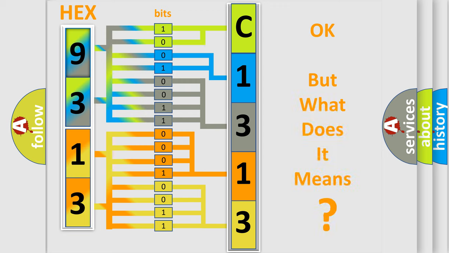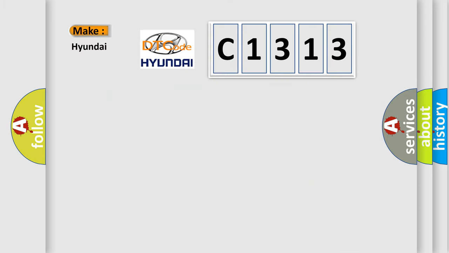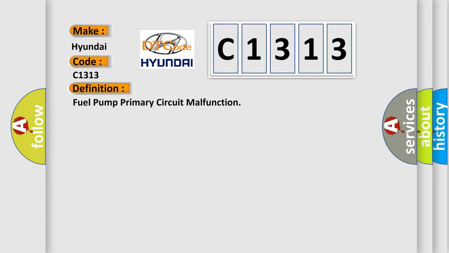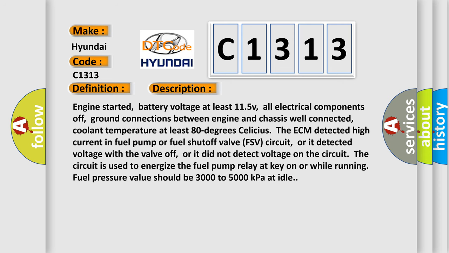The number itself does not make sense to us if we cannot assign information about it to what it actually expresses. So, what does the Diagnostic Trouble Code C1313 interpret specifically for Hyundai car manufacturers? The basic definition is fuel pump primary circuit malfunction. And now this is a short description of this DTC code.